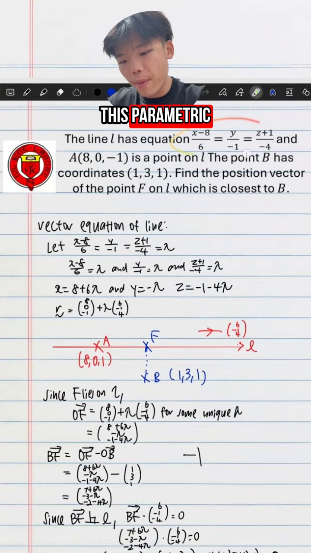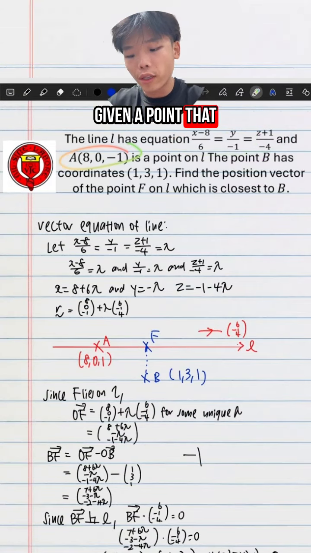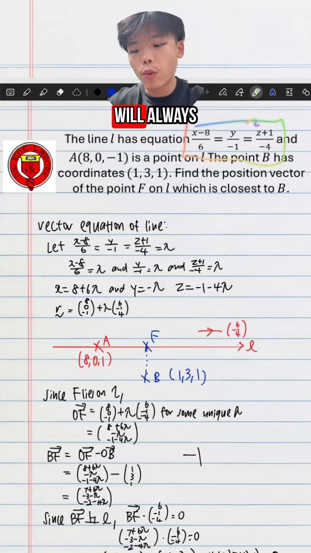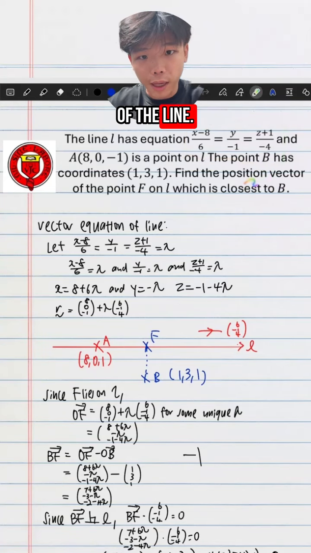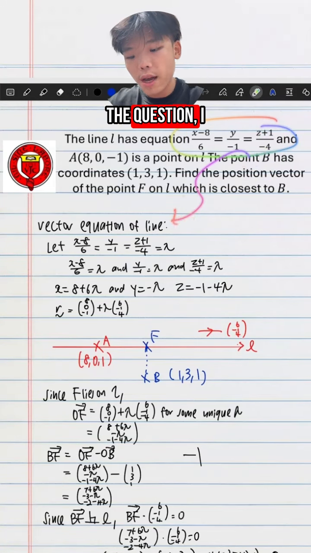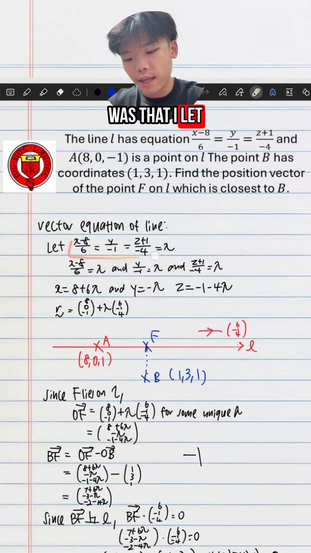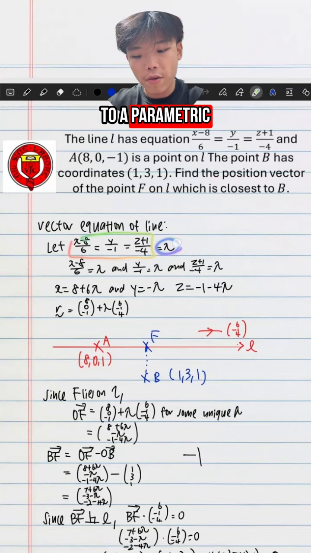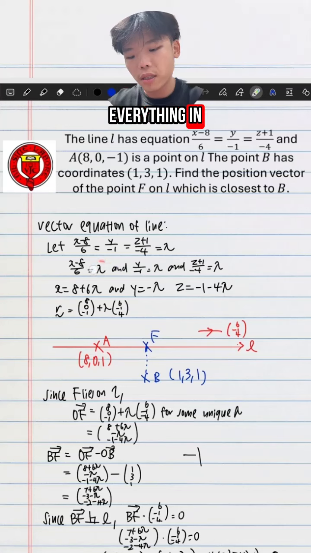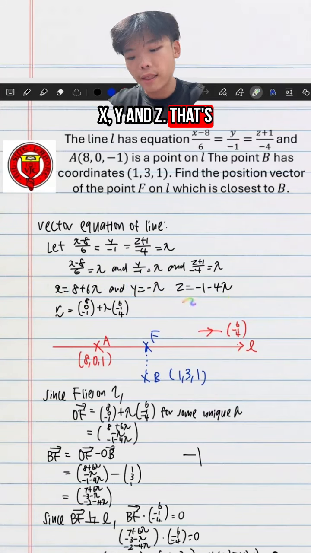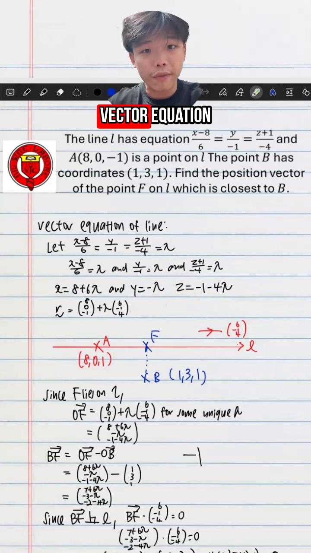We are given this parametric equation of a line and we're given a point that lies on the line. So the first tip that I have for you is that every time in a vectors question, we will always try to find the vector equation of the line. So before I even proceed to read the question, I know that my first step needs to be to find the vector equation of the line. So what I did was that I let the parametric equation equal to a parameter over here. Then I express everything in terms of the parameter first, and then I bring it all over to the right hand side so that I have my x, y, and z. That's how I'm able to transform it into the vector equation of the line.